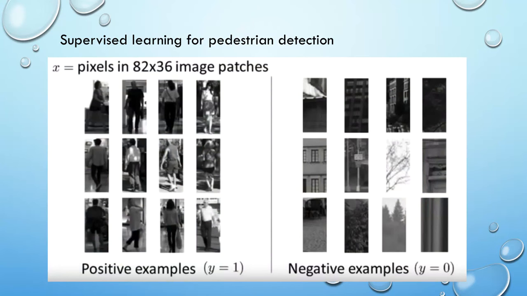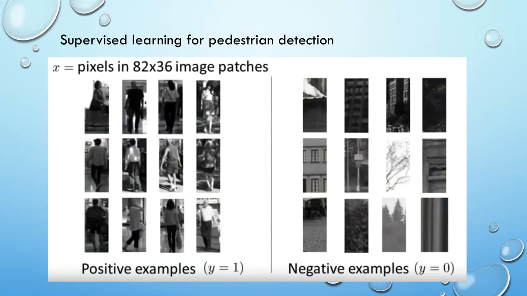So how can we detect those pedestrians in the picture? We use supervised learning for pedestrian detection. First we collect a large set of training examples, which have positive examples and negative examples. A positive example means the image patch includes a person. A negative example means the image patch doesn't include a person.